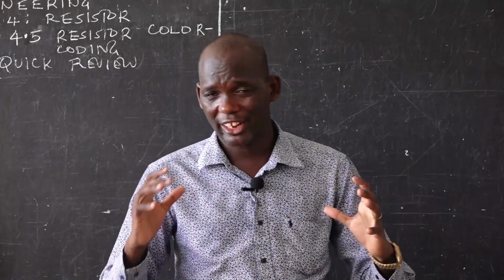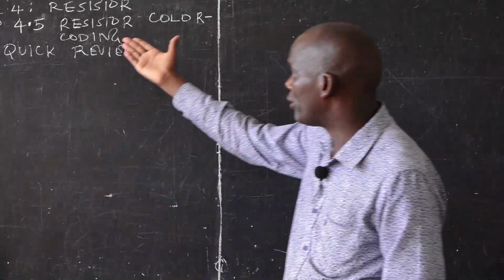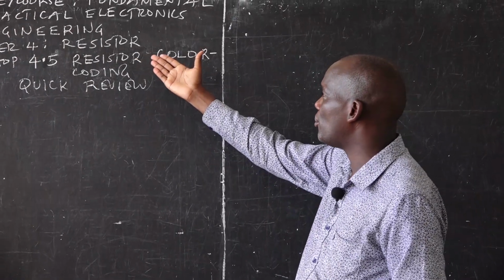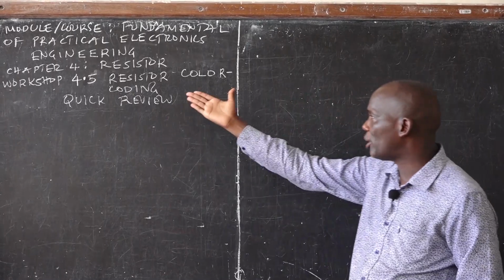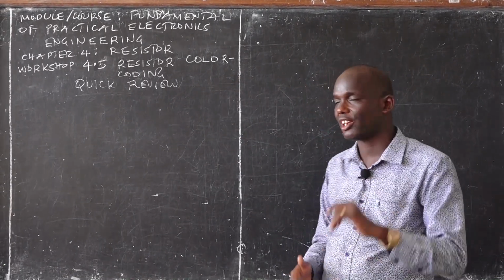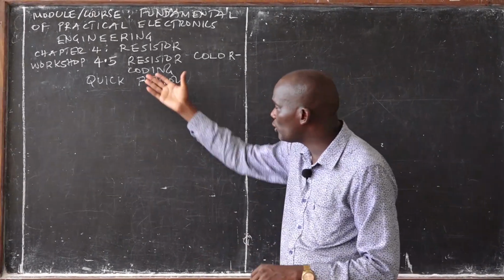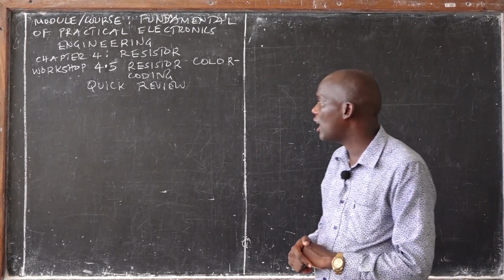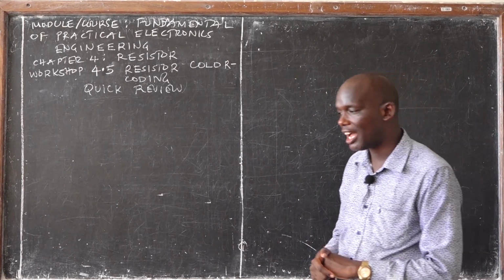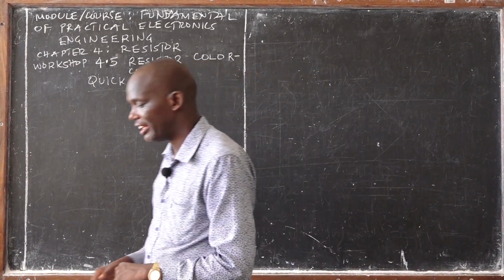We are still covering the concept of theory. So, ladies and gentlemen, welcome to learn the course module called Fundamental of Practical Electronics Engineering. We are in chapter 4, called Resistor as a discrete electronics component. And this is workshop 4.5, called the Resistor color coding. Resistor color code is today's lecture.